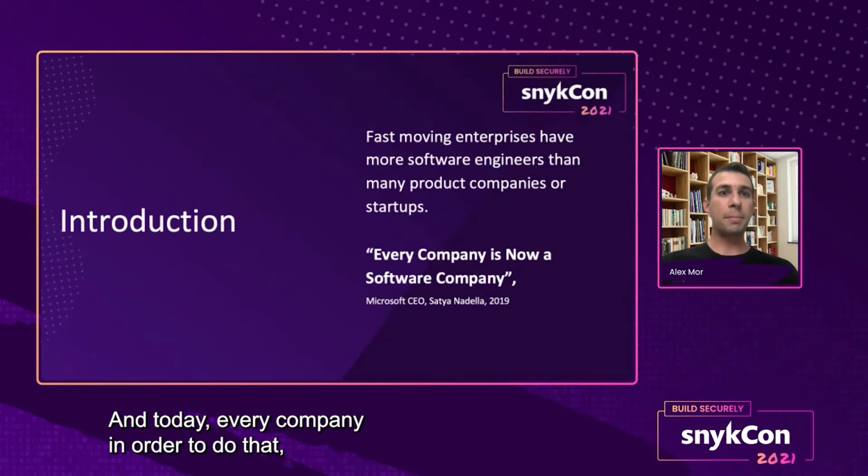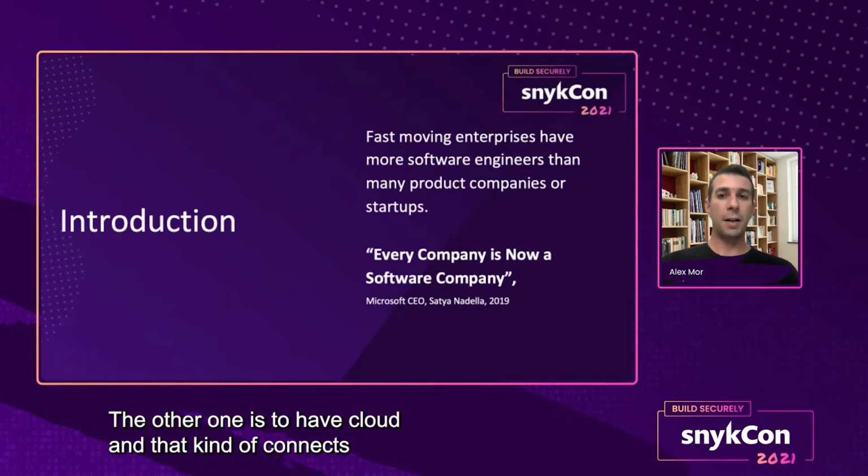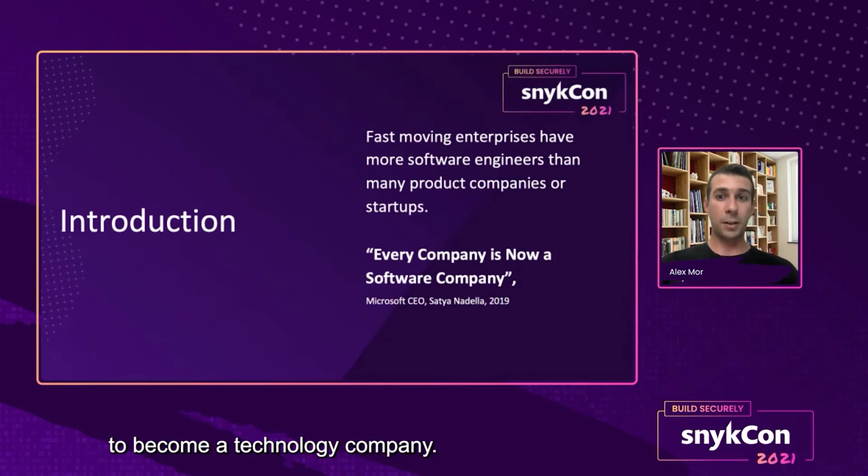And today, every company, in order to do that, needs to have several ingredients. One is to be agile. The other one is to have a cloud, and that connects both speed and the ability for a company to become a technology company.